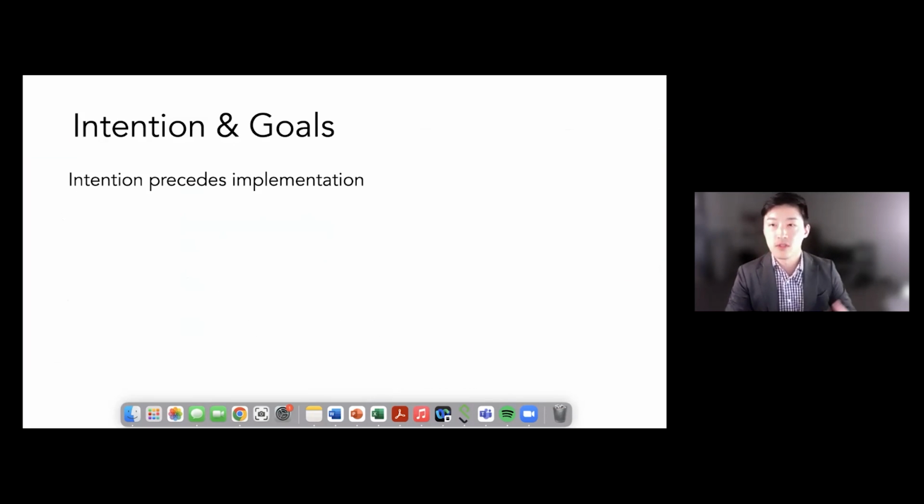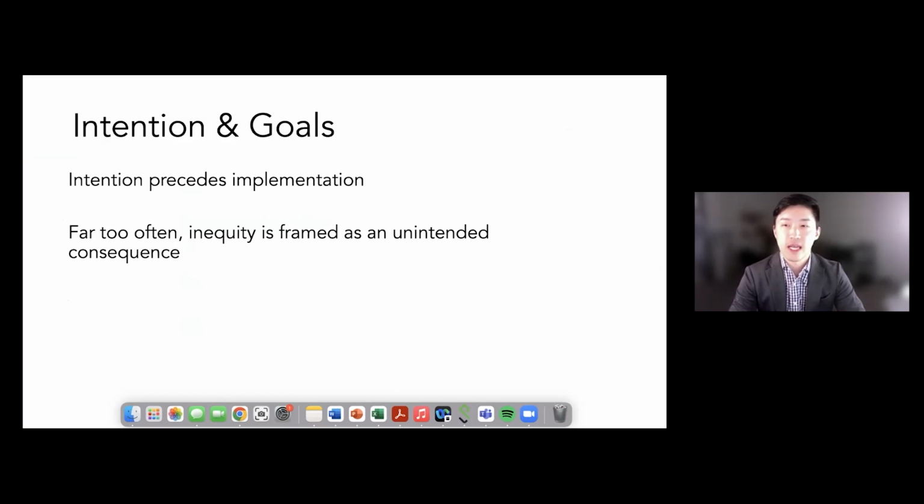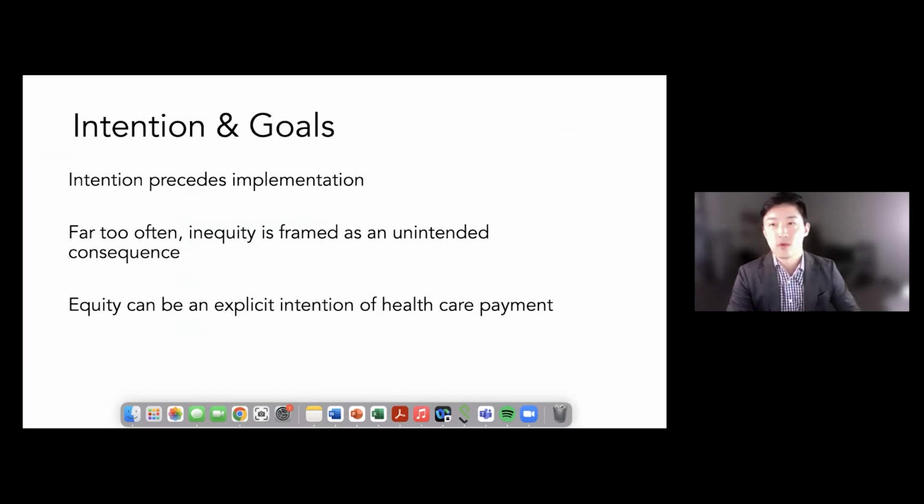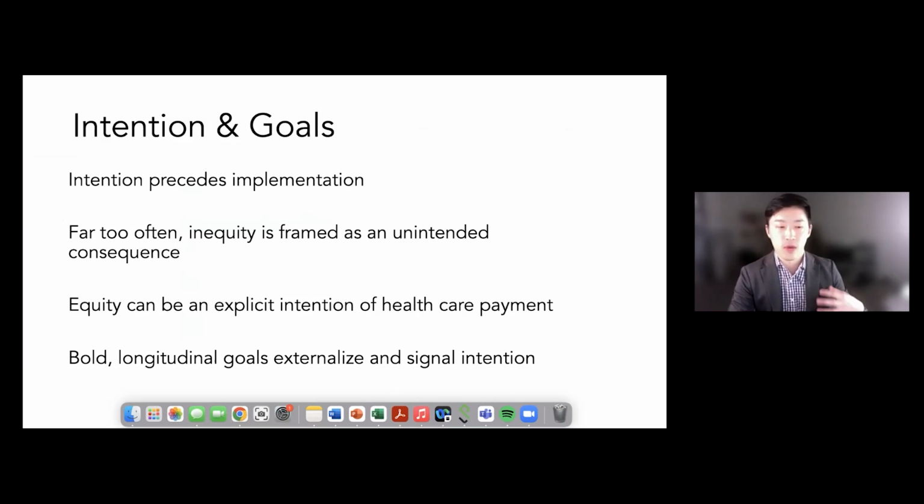What we mean by intention and goals is that intention, in my view, always precedes implementation, whether we say it explicitly or not. And unfortunately, far too often, inequity is framed as an unintended consequence, something we have to monitor for. But I would submit to everyone that equity can be an explicit intention in healthcare payment, and should be, and that we can set that intention and externalize it through bold longitudinal goals, in particular around measures of how we want to see reductions or eradication in inequity over time. So really just being thoughtful about how we can explicitly set an intention to reduce disparities, and then goals that can chart our progress towards that, is important.